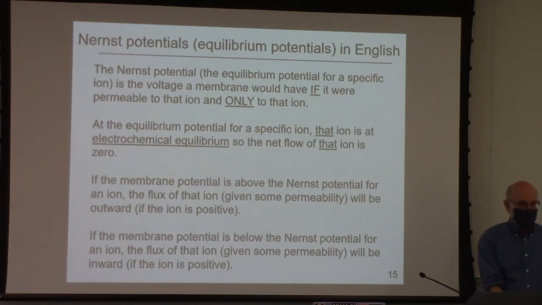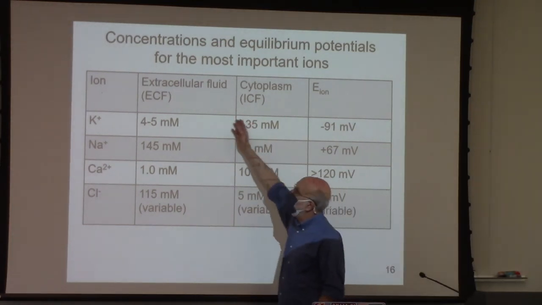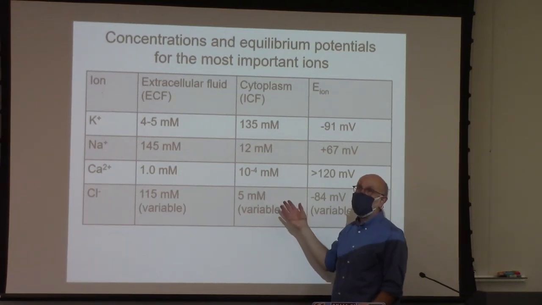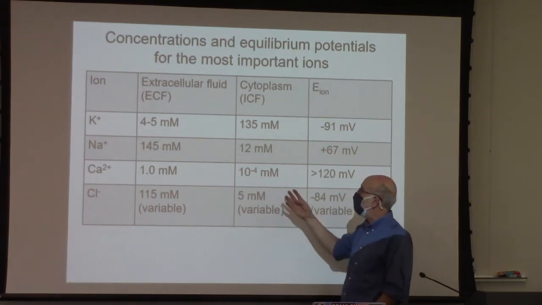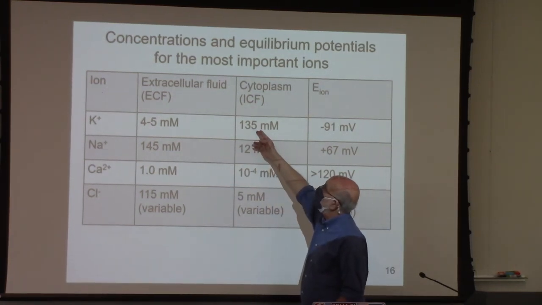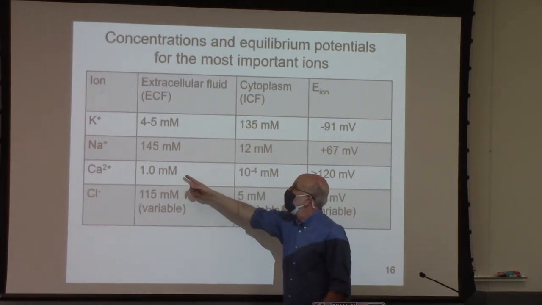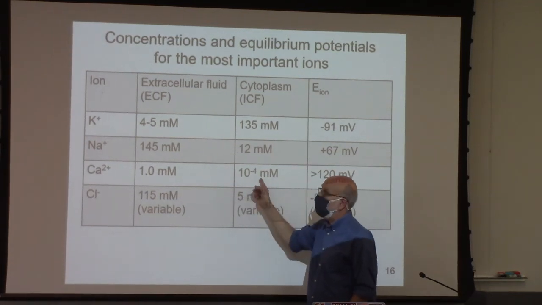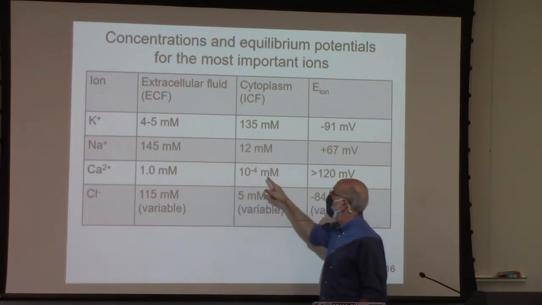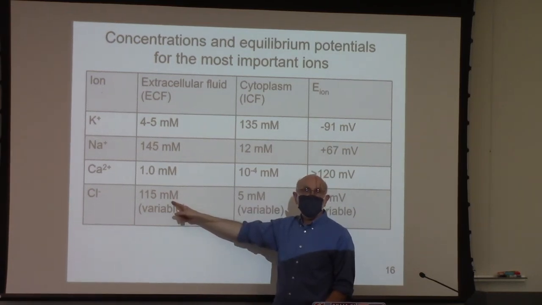Problem 2, mostly on the problem set. So here are some typical gradients for ions. Don't use these numbers in the problem set, use the number in the problem set, but here are some more typical numbers. High concentration of potassium inside. High concentration of sodium on the outside. High concentration of calcium relative to the inside on the outside. Chloride, higher on the outside than on the inside.